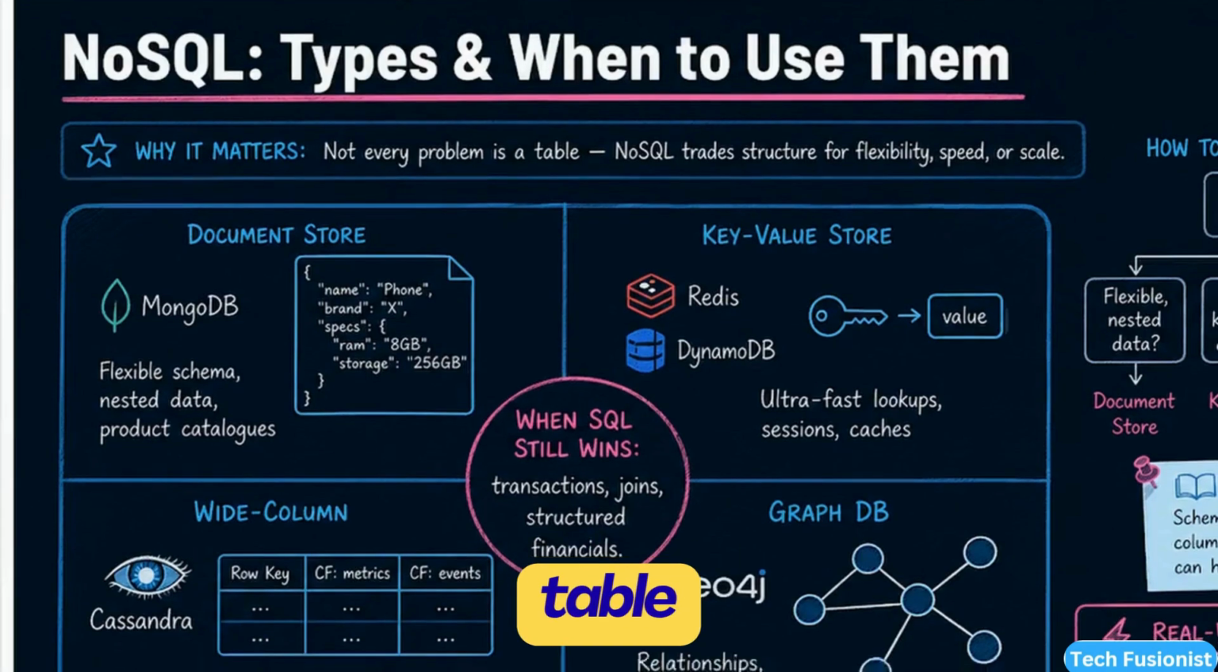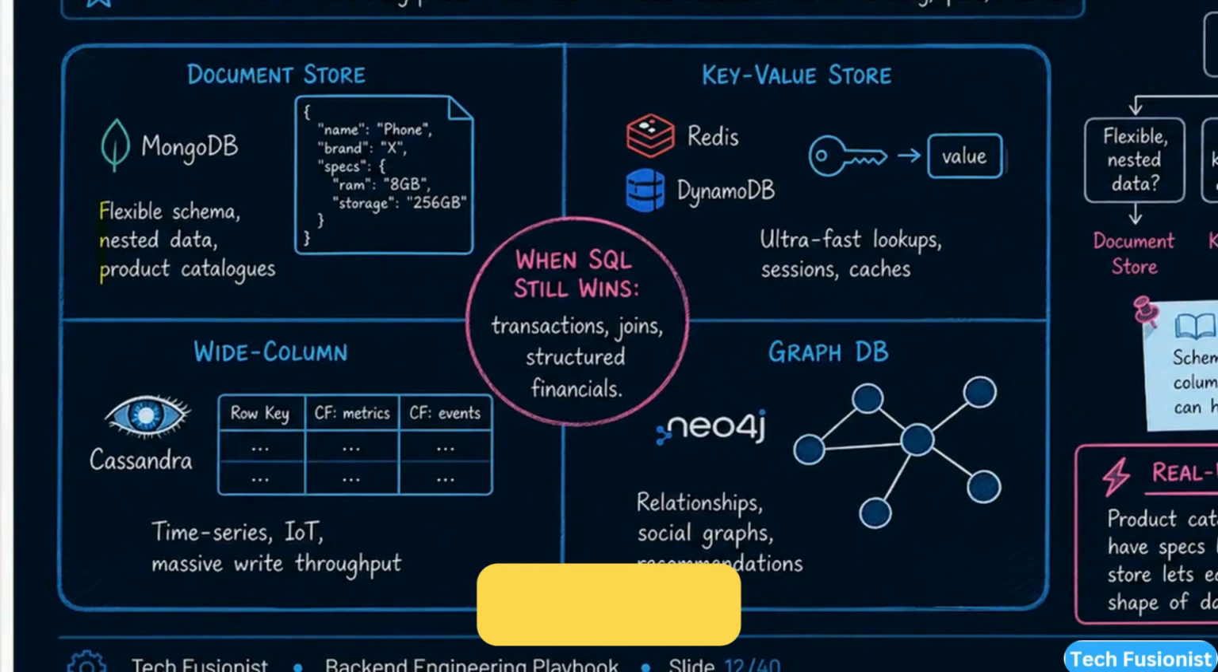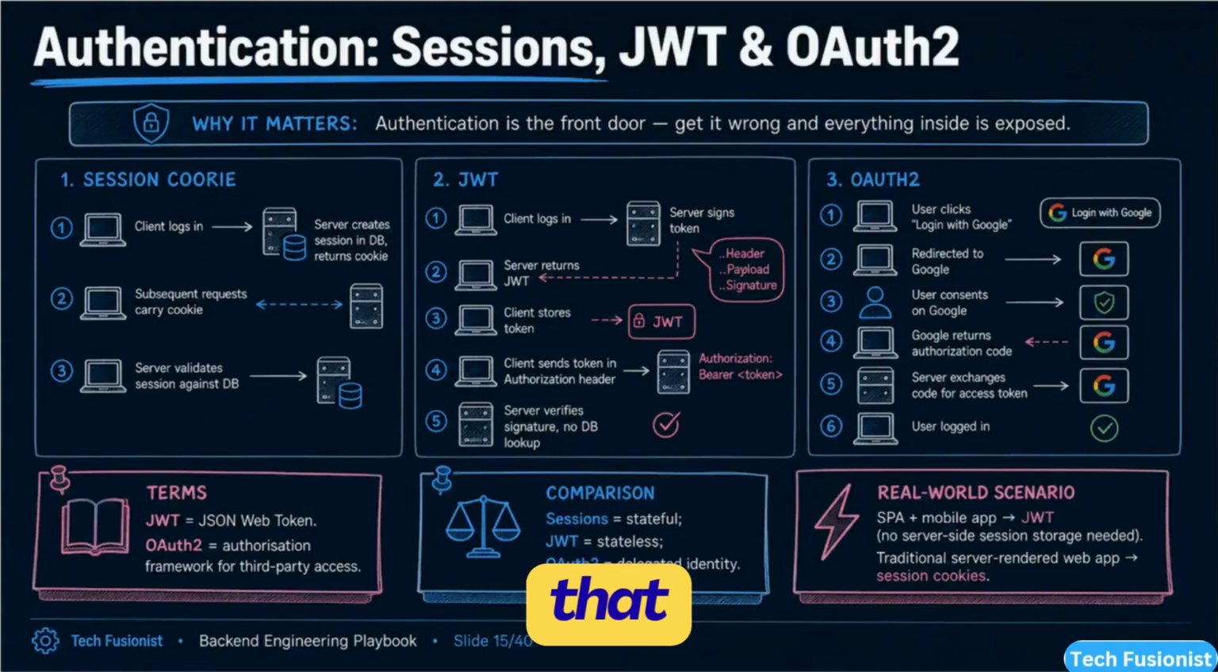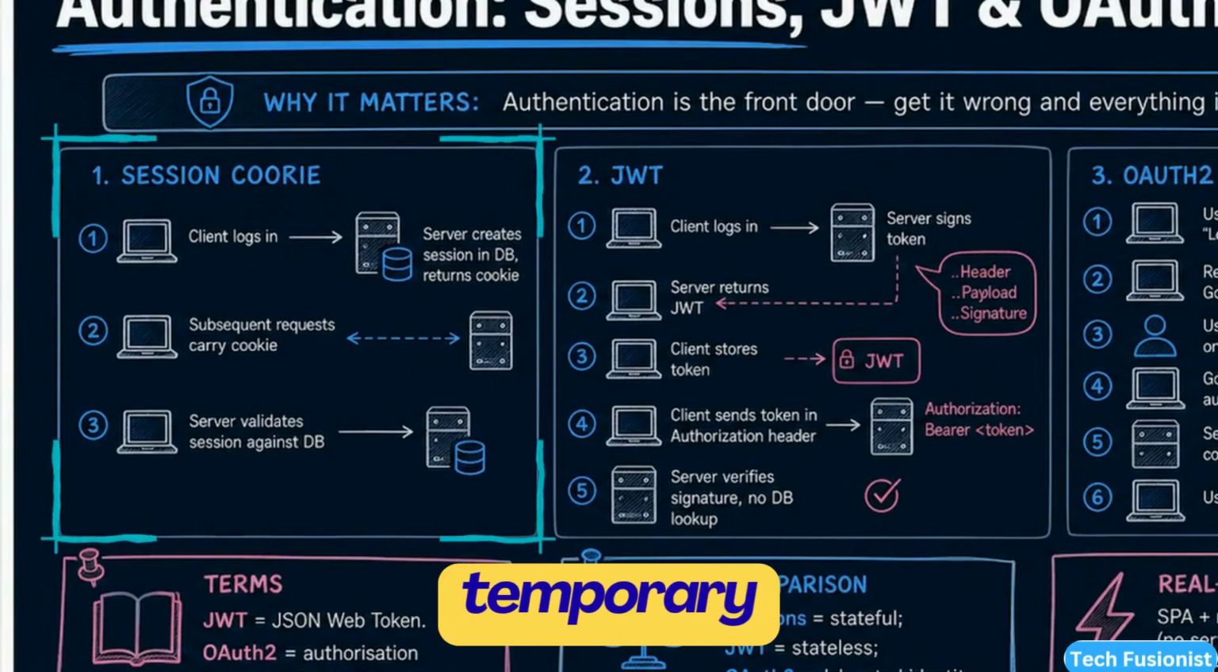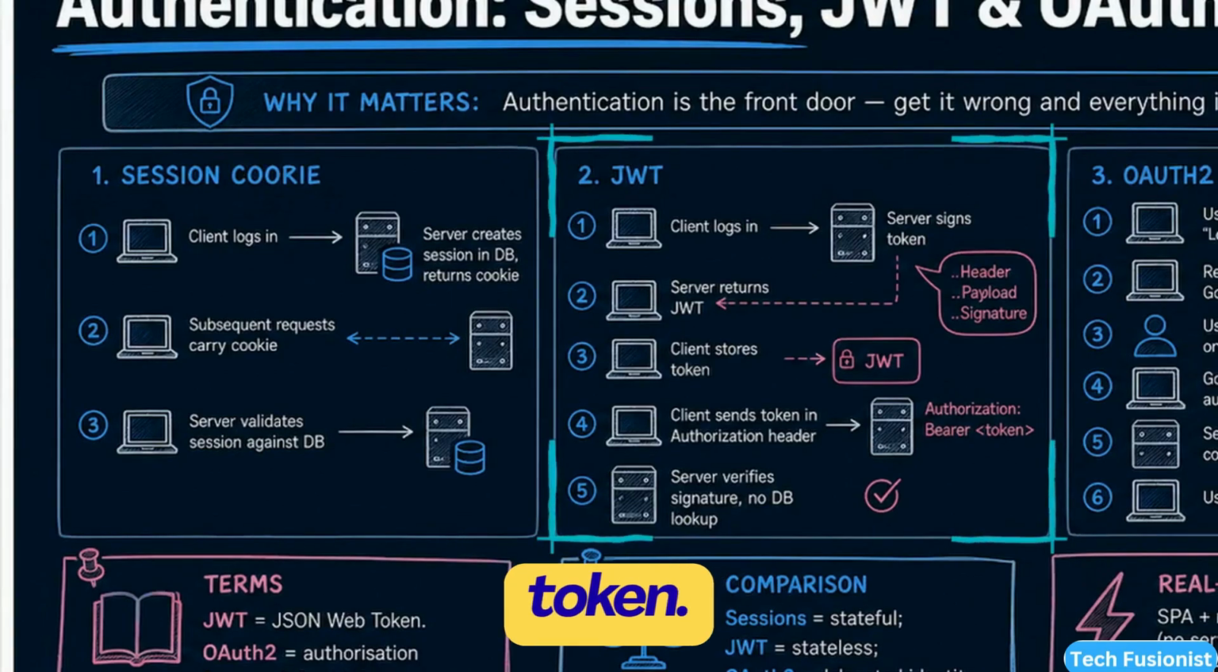They trade those strict table structures for the ability to handle massive amounts of unstructured data, like social media feeds or sensor readings. Before anyone can touch that data, we have to check their ID at the front door. This is authentication. This chart shows the different ways a server verifies who you are, whether through a temporary session or a secure digital token.